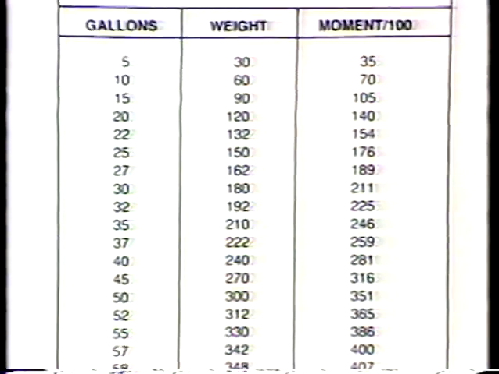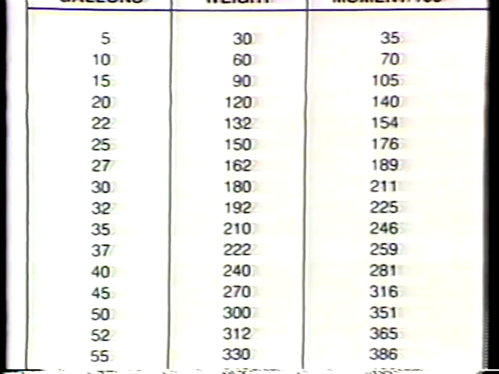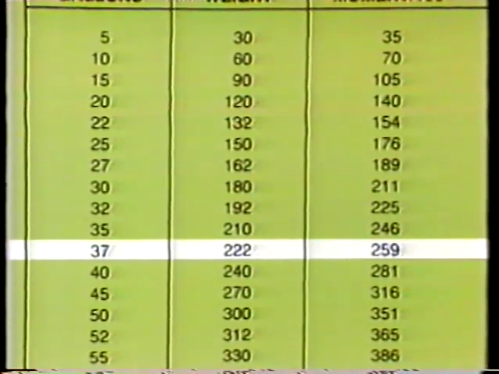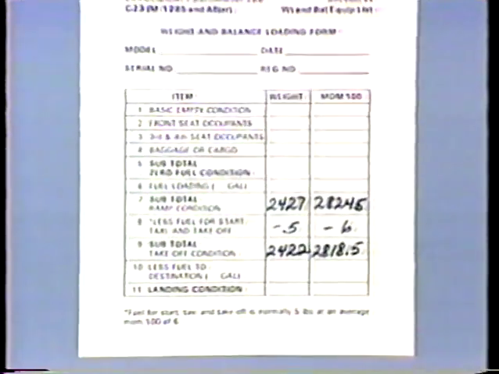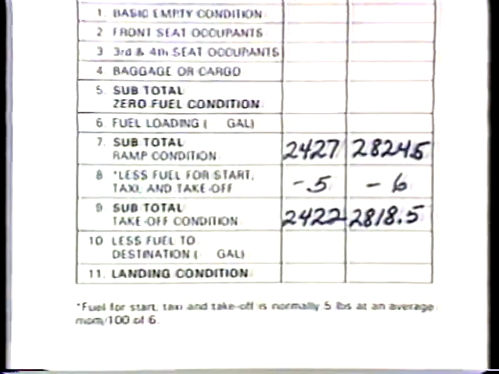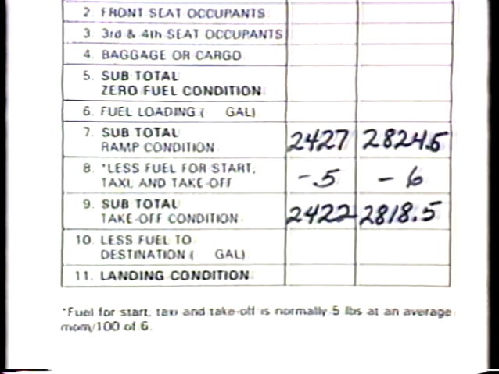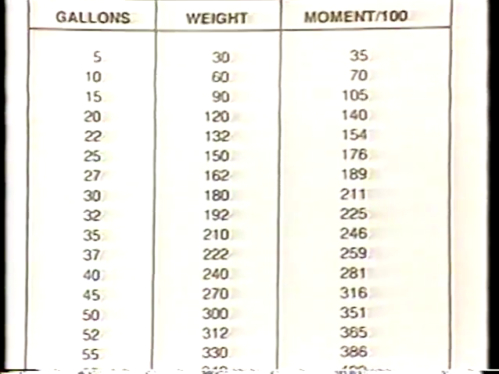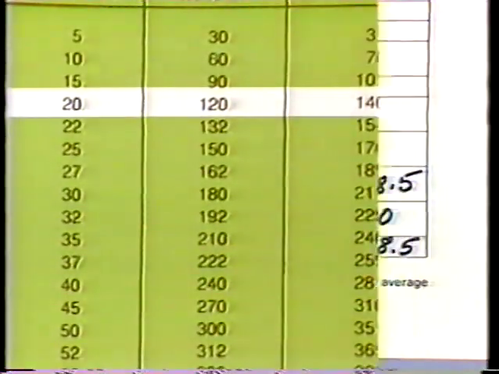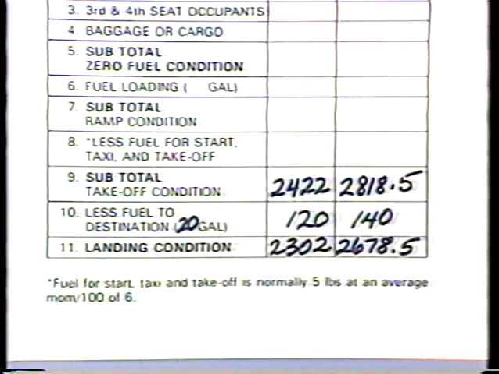Next, you add the usable fuel, which is 37 gallons. At 6 pounds per gallon, it weighs 222 pounds. And by consulting the fuel table, it has a moment of 259. The ramp condition figures read 2,427 pounds and 2,824.5 moment. The fuel for start, taxi, and takeoff is normally 5 pounds and an average moment of 6, giving us a takeoff condition of 2,422 pounds and 2,818.5 moment. Let's assume the trip will use 20 gallons or 120 pounds of fuel, which has a moment of 140. Subtract these from the takeoff condition to find the landing condition of 2,302 pounds and 2,678.5 moment.